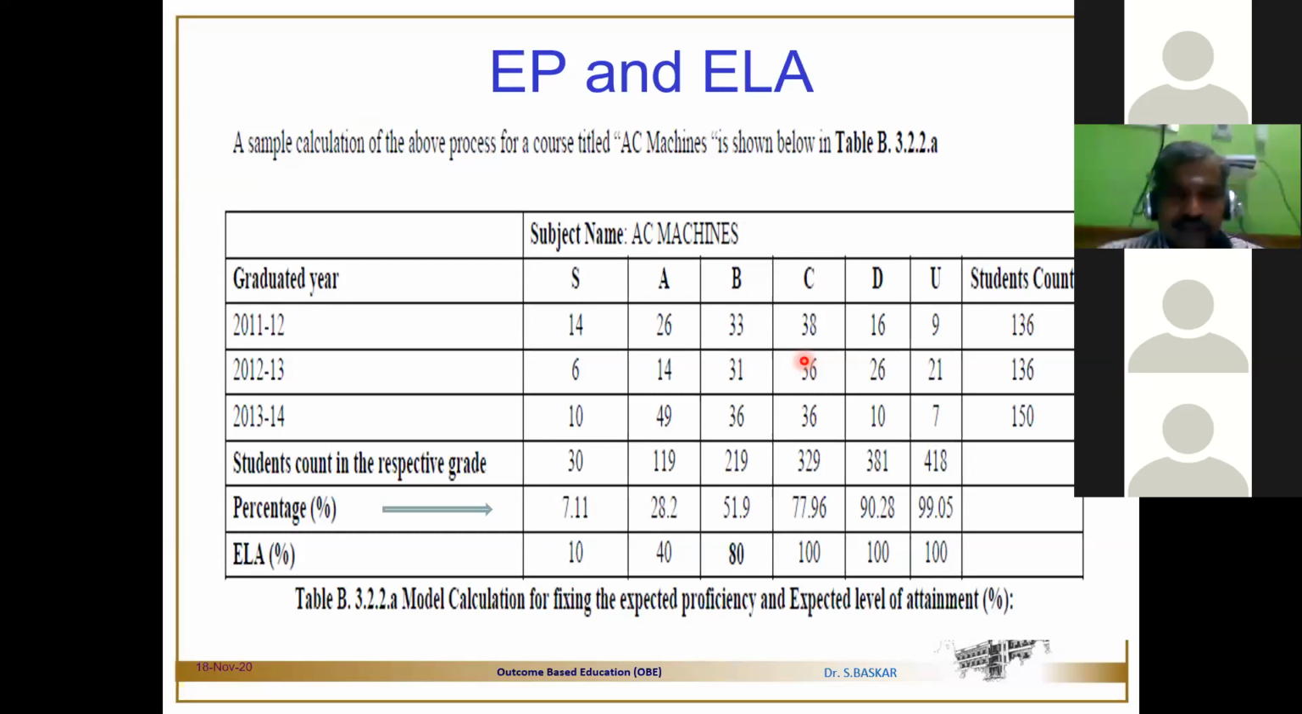Yes, definitely. That is why we are taking a 3 years average. That is the beauty of average. If you take an average, the error will be minimum. If you take 5 years of data, the error will be very, very minimal. Therefore, instead of fixing randomly, if you take your own data, your own performance, definitely it is a very simple method of fixing EPLA. If you fix randomly, a lot of subjectivity will come.